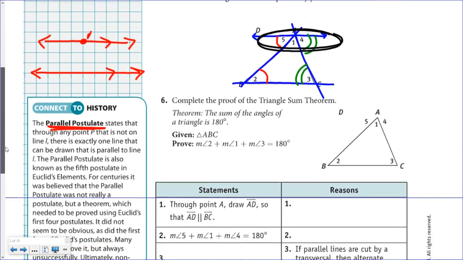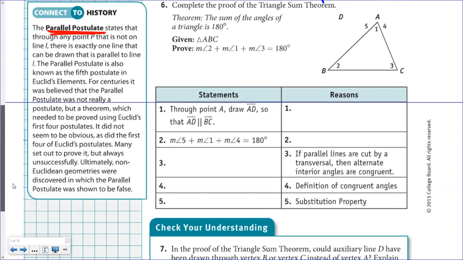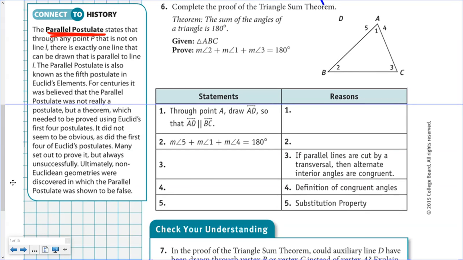So that leads us to this proof. We are wanting to prove the triangle sum theorem. So that means that the triangle sum theorem is not going to show up anywhere in our proof.